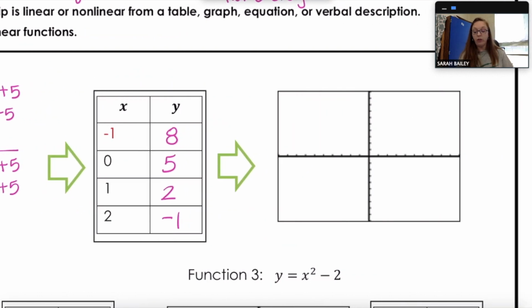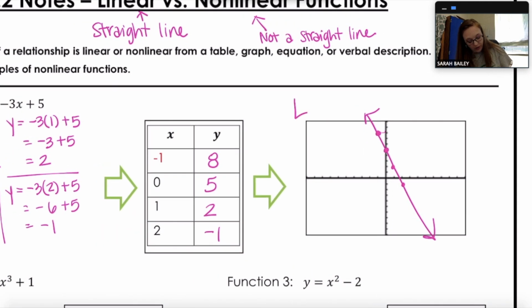So I'm going to slide over here. They've already made a graph for us. My first ordered pair is negative 1, 8. I'm going to start at the origin, go left 1 and then up 8: 1, 2, 3, 4, 5, so it'll be about there. Then 0, 5: don't go left or right, just go up 5. Then 1, 2: right 1 and then up 2. And then 2, negative 1: right 2, down 1. Then I'm going to draw in a line here, because those points do make a straight line. So this one, function number 1, is going to be linear. And let's highlight that.